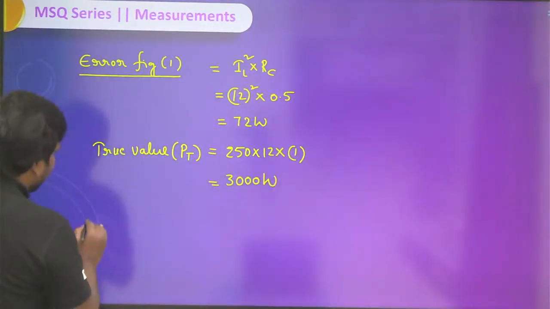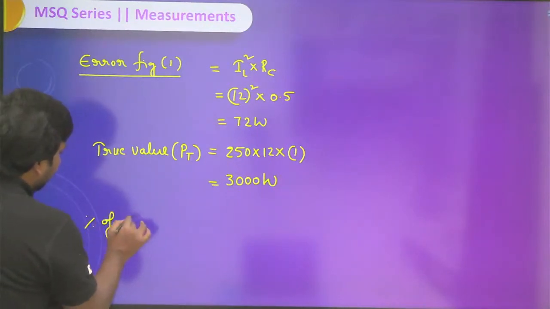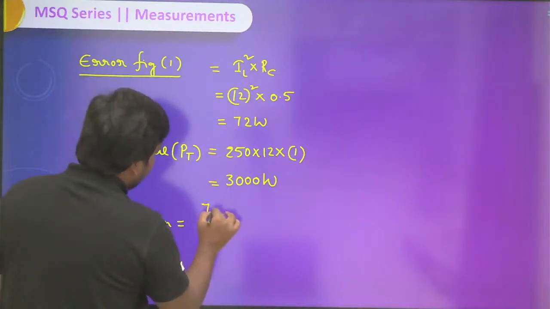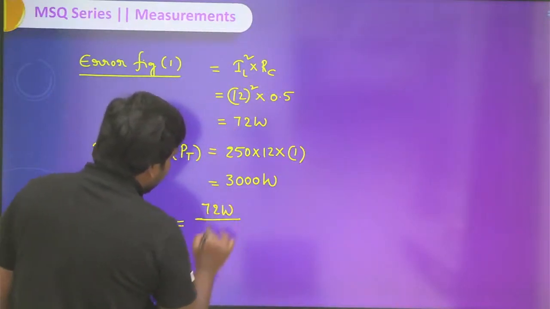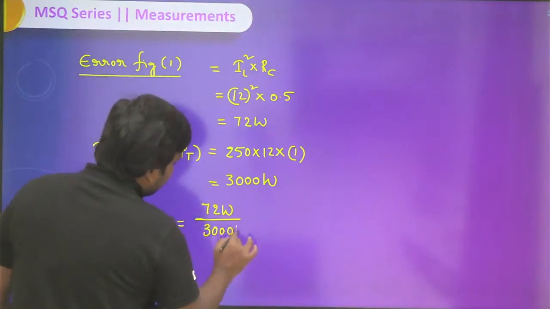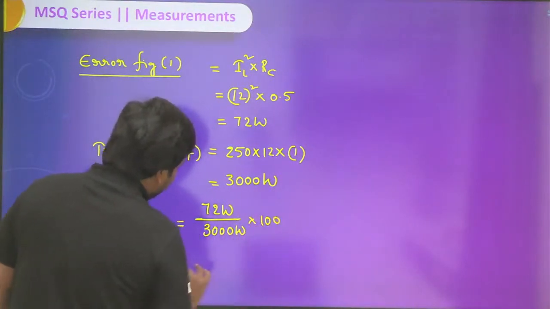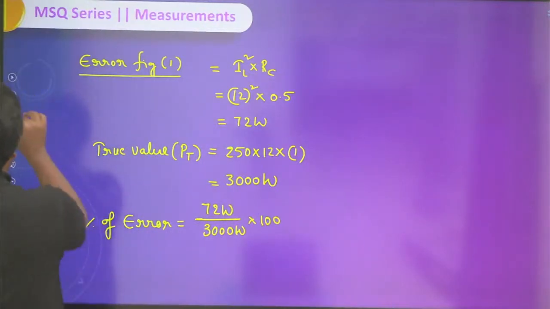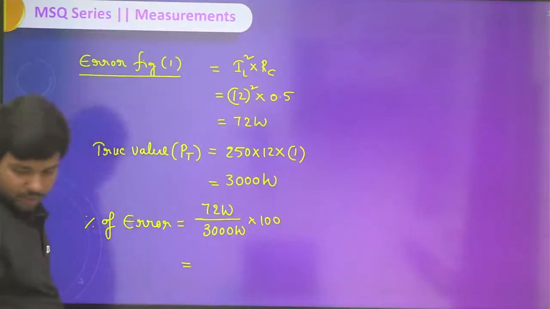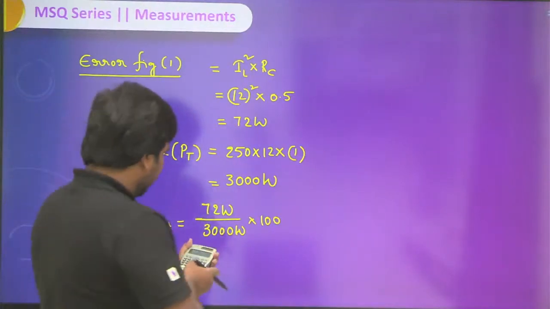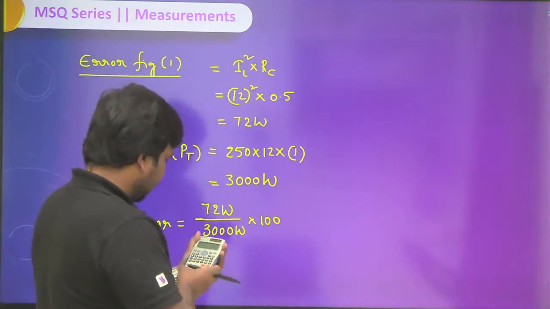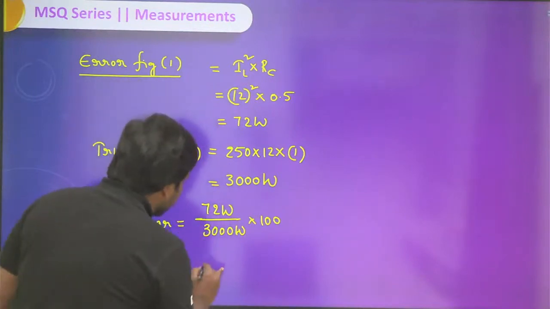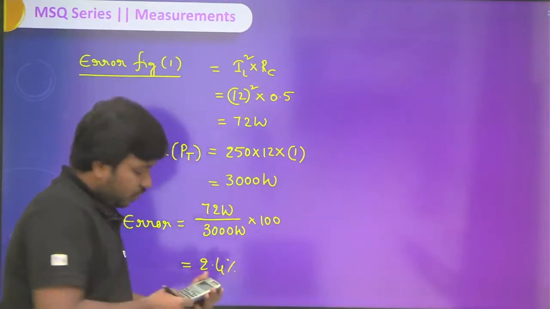Then the percentage of error is equal to the error, 72 watt, divided by 3000 watt, into 100. What is the final answer? Any one of you, please let me know. So 72 by 3000 into 100. Very good, Raghu. Ashok, what is the answer? Into 100, I think 2.4. This is 2.4.